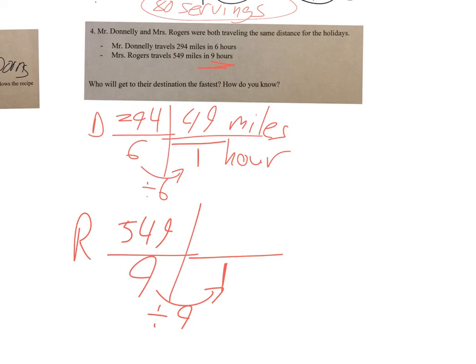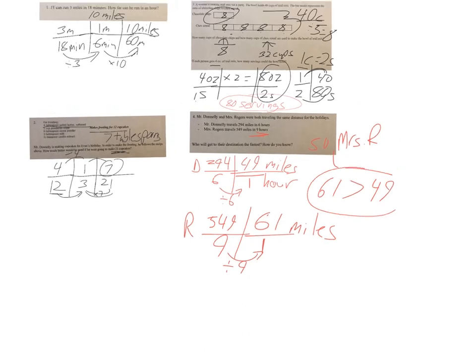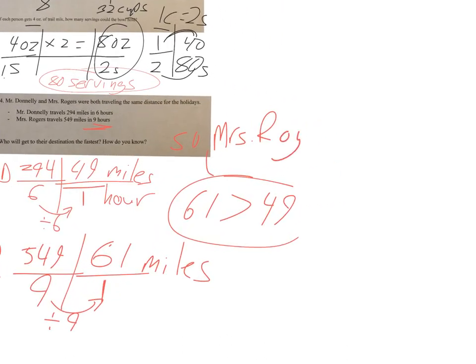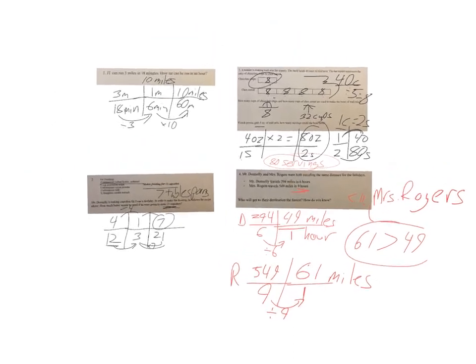And then 549, you just enter that into a calculator, hit divide by 9, and that's 61. So now we know that Mrs. Rogers does 61 miles per hour, and 61 is greater than 49. So who will get to the destination fastest? How do you know? Well, 61 is greater than 49, so Mrs. Rogers. And that's how you would solve each of these 4 problems.